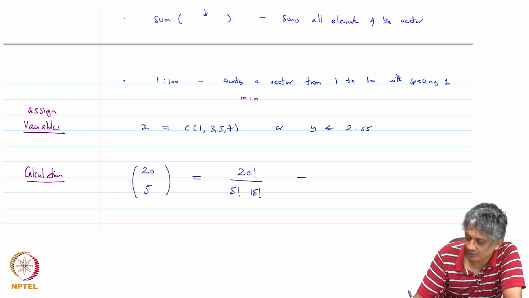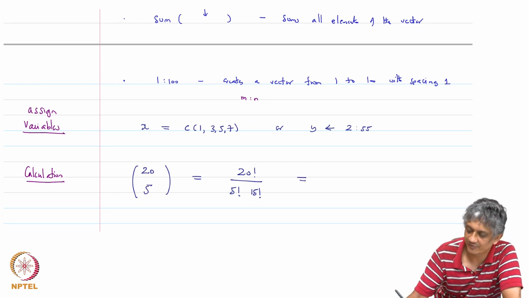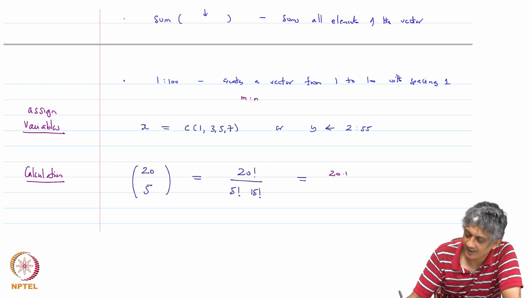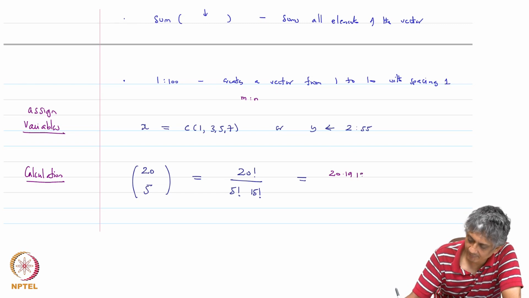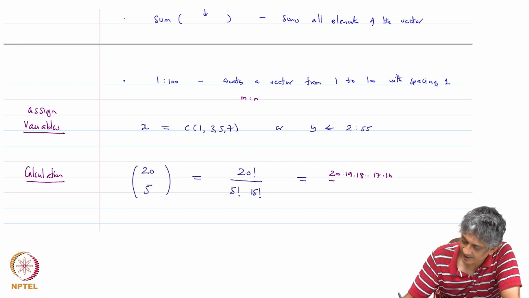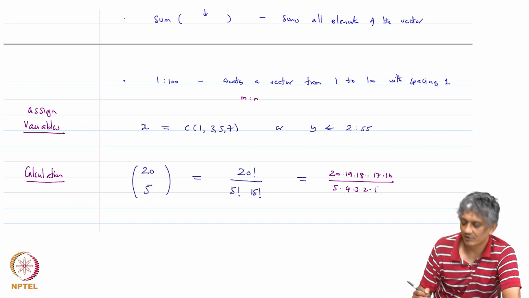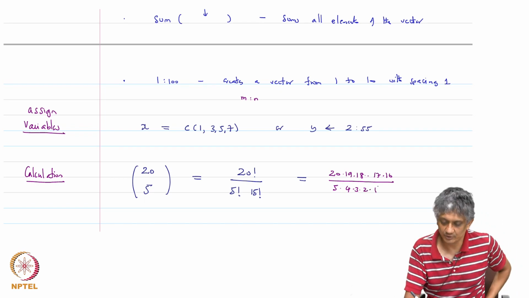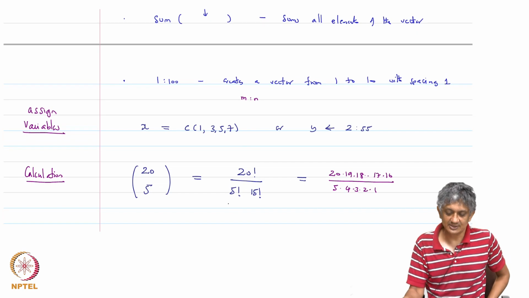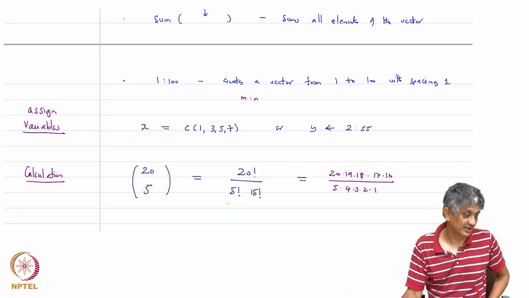Or if you do it in your mind, you can say that you'll do 20 times 19 times 18 times 17 times 16, and that's it, divided by 5 times 4 times 3 times 2 times 1. This is one way of doing it. You could either do the simplified one or do it directly. So let's try and do many ways of doing this in R.